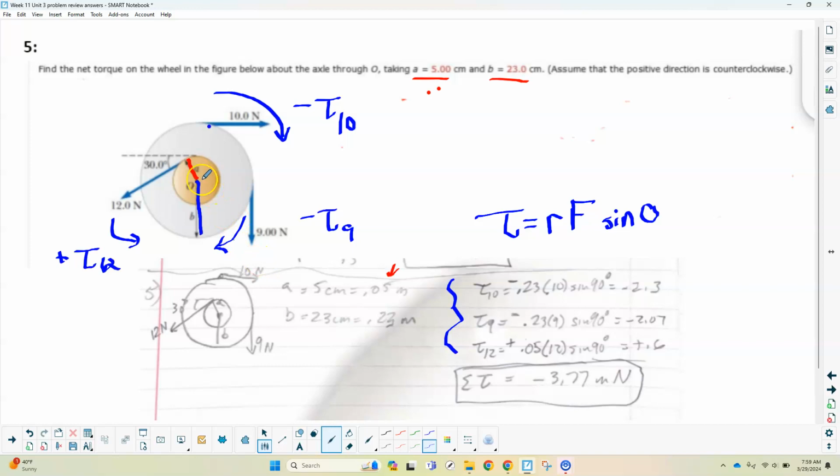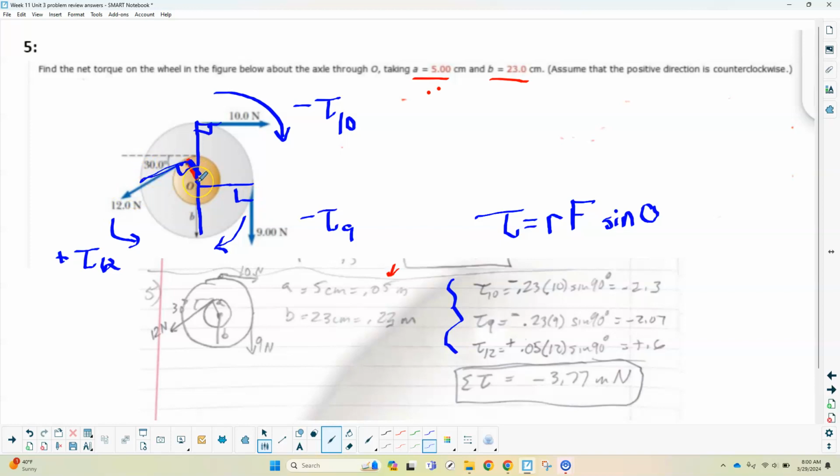So all these forces are applied tangentially to the edge of a part of the wheel. So there's 90 degrees here. Even though this says it's 30 from the horizontal, we don't care about the horizontal. We care about how the radius and the force line up. So all of these are 90 degrees. So that's why it's sine 90 in all of my calculations. So again, it doesn't matter. The only one that was sort of weird that you might have got tricked with was the 12 one, because they measured some angle from horizontal.